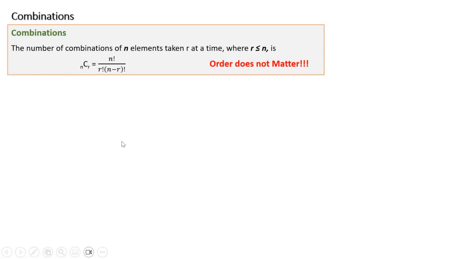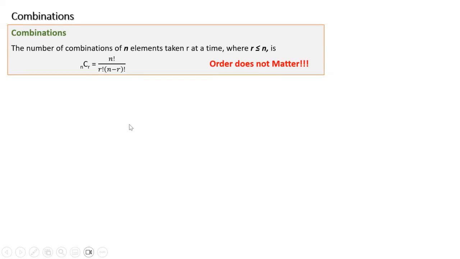Now comes combinations. The number of combinations of n elements taking r at a time, where r is less than or equal to n, this is my formula. It's called nCr, or n combination r, which is equal to n factorial divided by r factorial times (n minus r) factorial. In other words, this is what they add on the denominator, the r factorial. That's the only difference. And here, guys, the order does not matter.